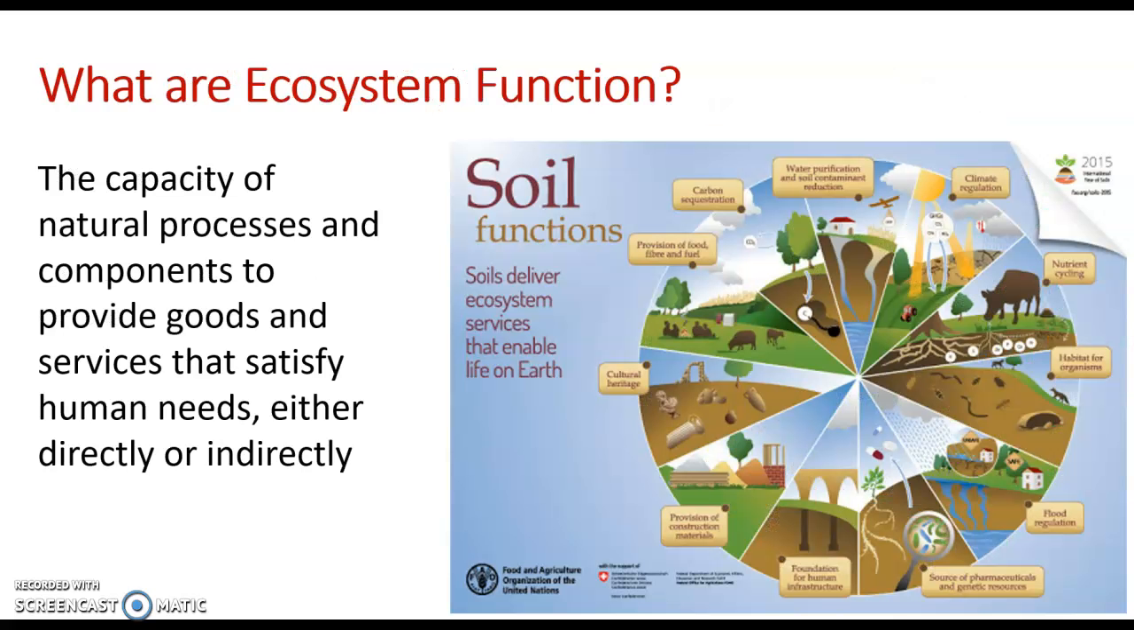A second way to assess the health of an ecosystem is whether or not it's performing all of the ecosystem functions associated with it. Ecosystem functions are the capacity of natural processes, things like nutrient cycling, the water cycle, and energy transfer, and the components of those ecosystems, their ability to provide goods and services that satisfy human needs either directly or indirectly.